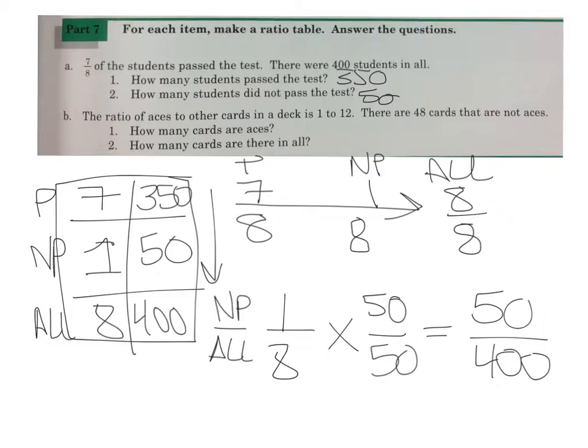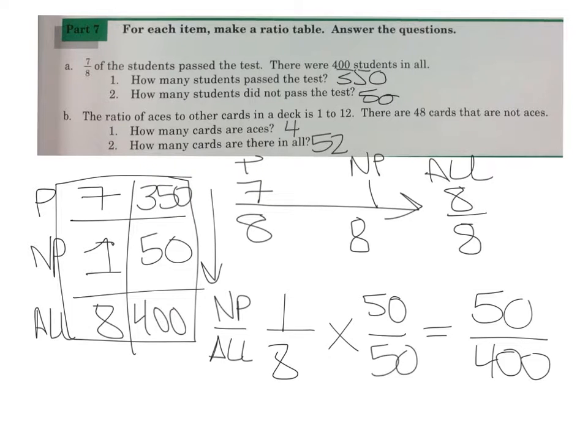Okay? So what I'm going to do for B, it says that the ratio of aces to other cards in a deck is 1 to 12. There are 48 cards that are not aces. So what I'm going to do is I'm just going to give you the answers to the questions right here. And if your answers to your questions here don't match what I wrote down, I want you to go back and rework all of these steps in order for you to match what I put here. So for number 1, you should have 4 cards that are aces. And you should also have the total cards in all are 52.